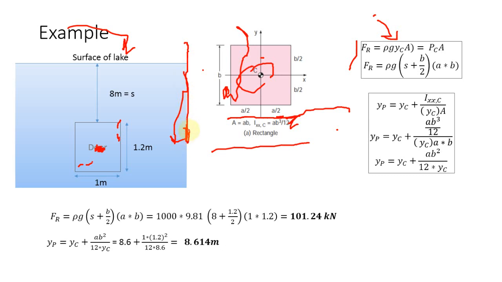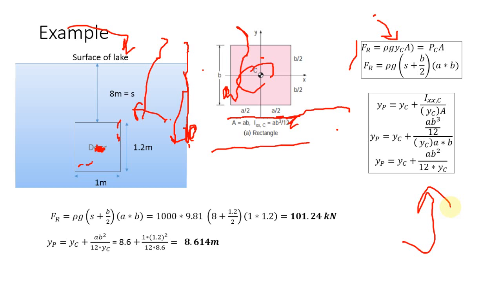So from the surface of the lake to the upper part of the door, the distance we commonly call s. And from the upper part of the door to the centroid it is b over 2. Therefore yc is s plus b over 2. So you have s from the surface of the lake to the upper part of the door, then half of the height, which is b over 2. The area is a times b. And for the center of pressure, we look at this.